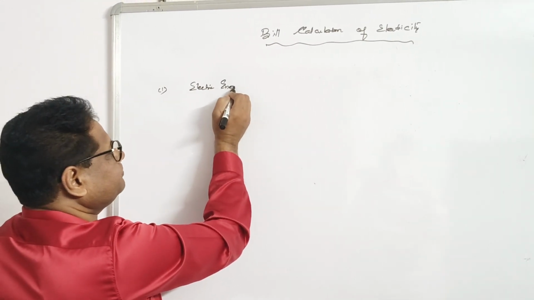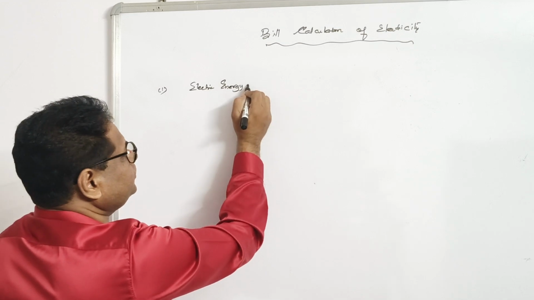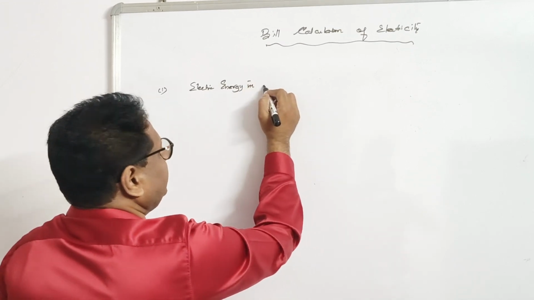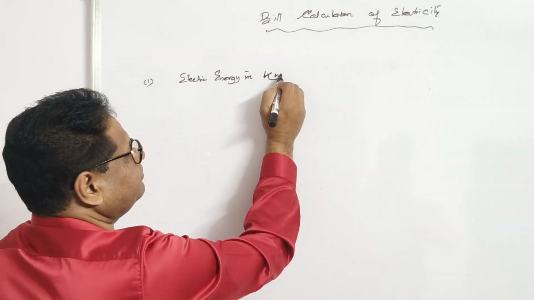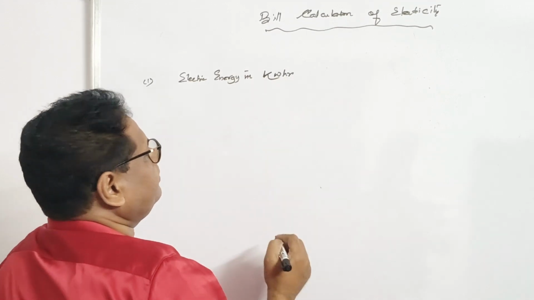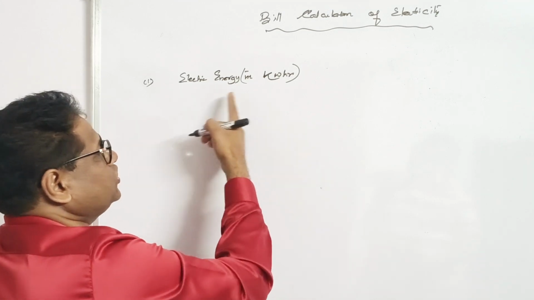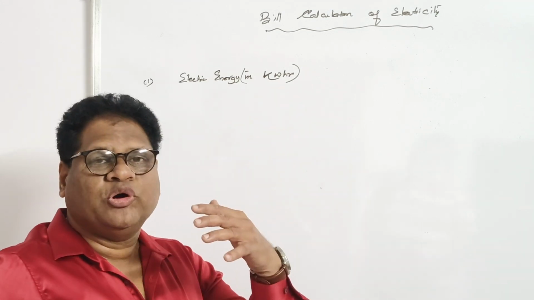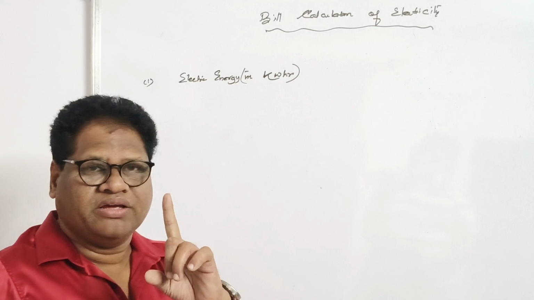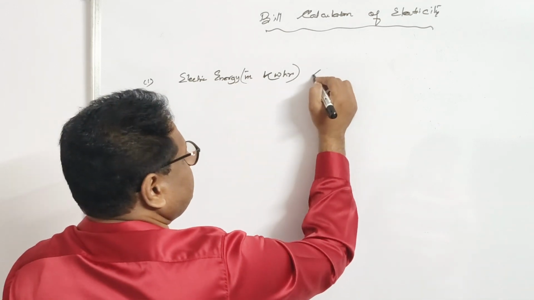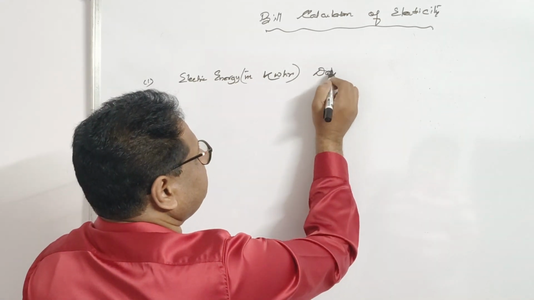electric energy consumed in kilowatt hour. This electricity consumed in kilowatt hour is on a daily basis. That means it is the amount of electric energy you consume in one day. So this is the daily consumption.